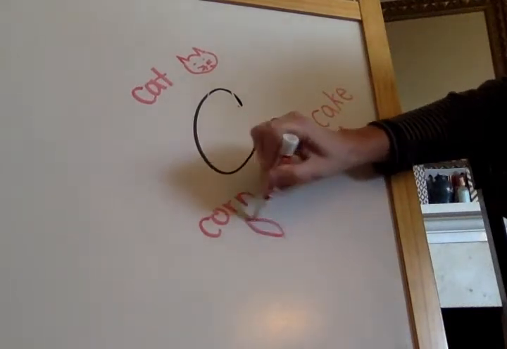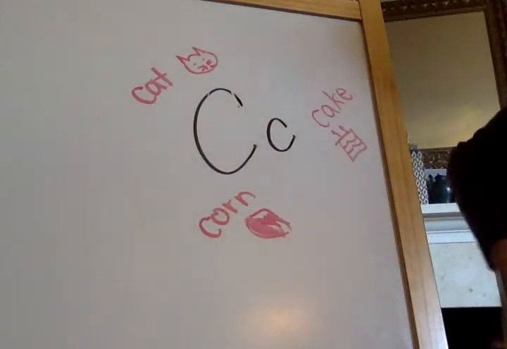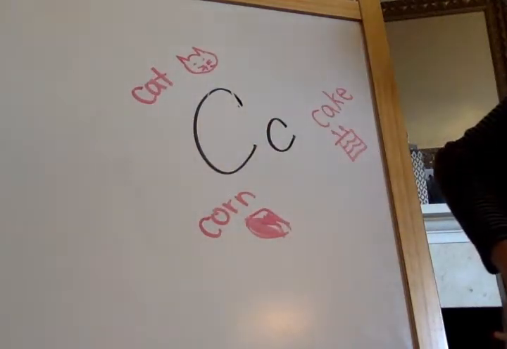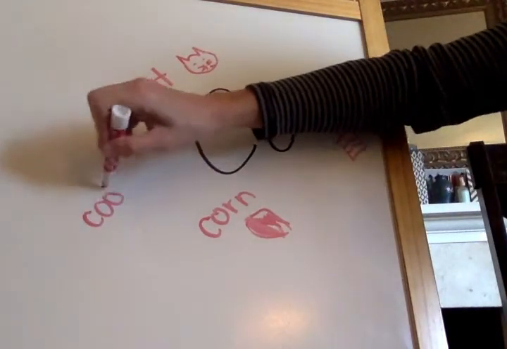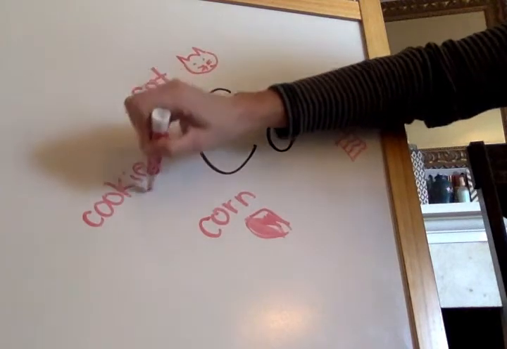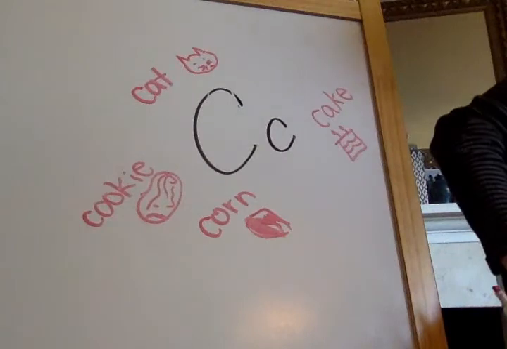C is for corn. Corn. And the last one is my favorite. C is for cookie.